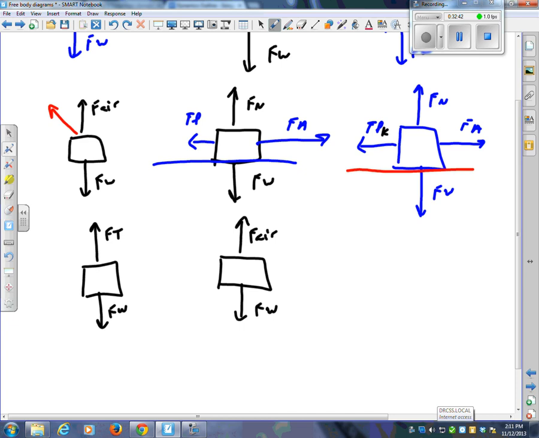And it depends on your size, right? If you've got a parachute, your terminal velocity is a whole lot less than if you don't. Then you will terminate.